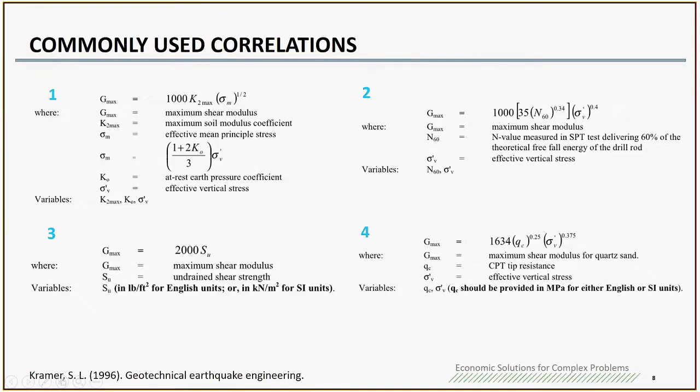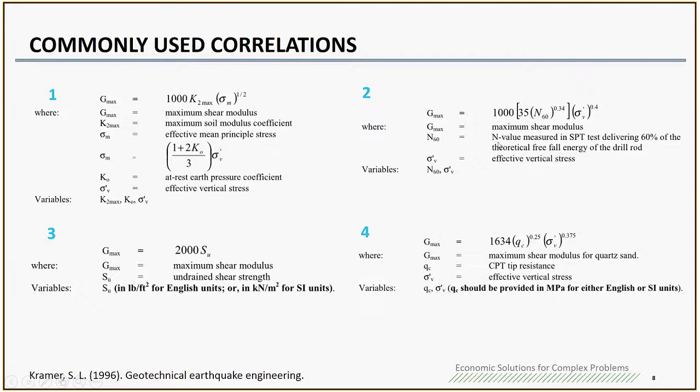This gives you a summary of the most commonly used correlations to calculate the shear wave velocity. Gmax is the maximum shear modulus based on the SPT or CPT data. The first one is for sand. There are some typical values for the K2 max. You can check Kramer's book, Geotechnical Earthquake Engineering, to know what K2 max is for different types of sand.